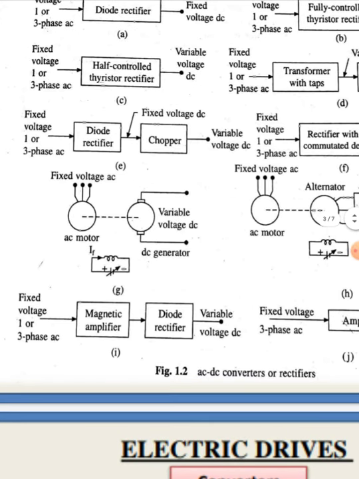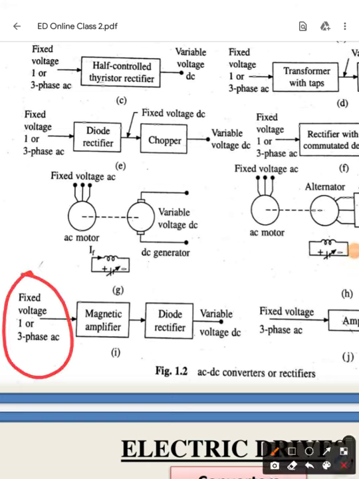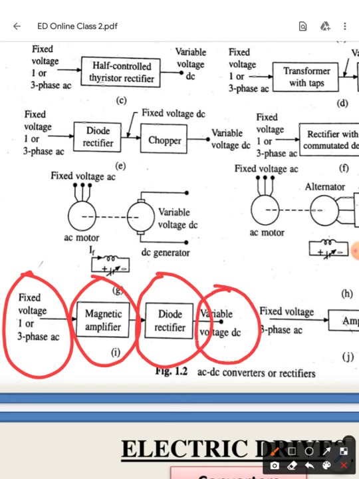Next one, how to get variable DC voltages. In this case also, one fixed AC voltage is given to a magnetic amplifier, and the magnetic amplifier is directly connected to the diode rectifier, and the diode rectifier will produce the variable DC voltage. How is it producing this? We know that a diode is an uncontrolled device, so it can't generate a variable DC voltage directly. So for that, a magnetic amplifier is connected. As the input is fixed, by the application of this magnetic amplifier, it produces an output voltage of variable AC.